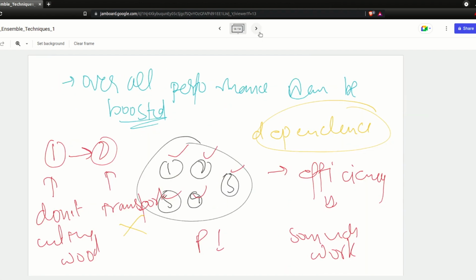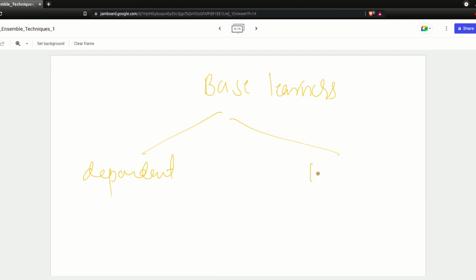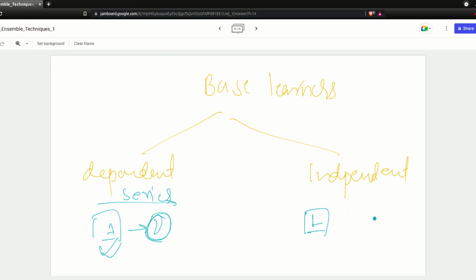Let me just shed some light on dependence and independence of base learners. These are base learners, let's say. They can be dependent, and they can be independent. If they are dependent, you cannot perform another step without the output of the previous step, so the actions happen in series. This 2 is dependent on 1. But in the independent case, if we have model 1 and model 2, process 1 and process 2 can go on simultaneously.